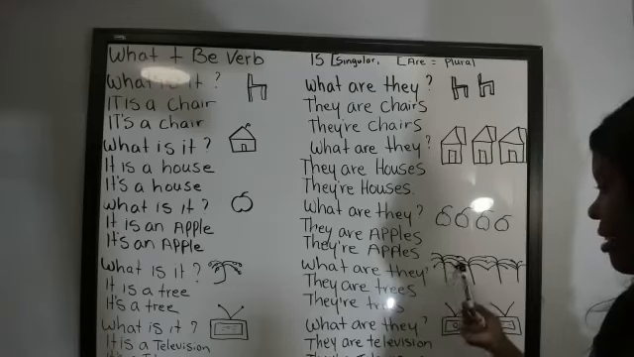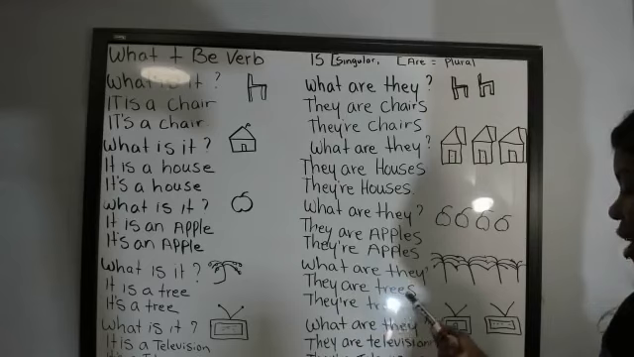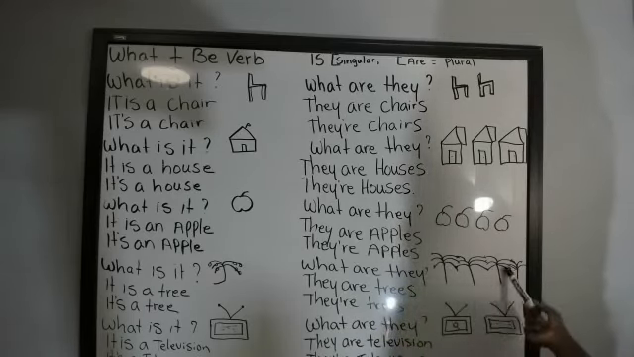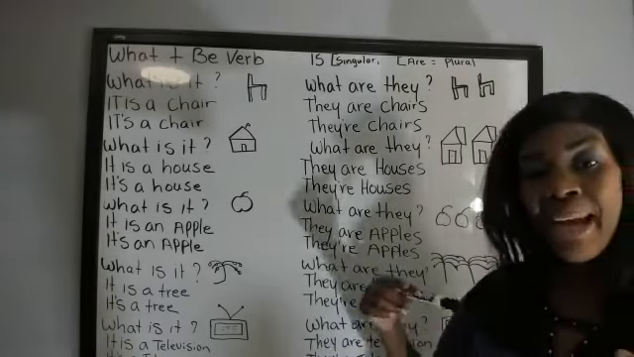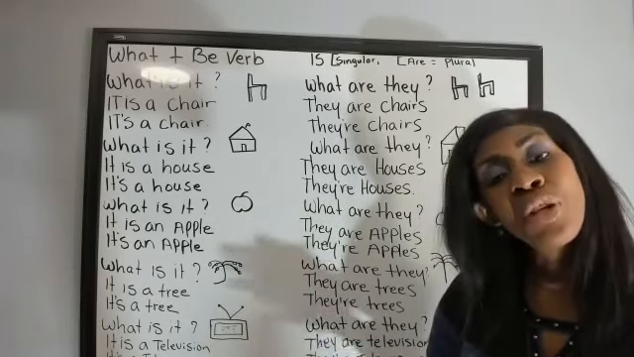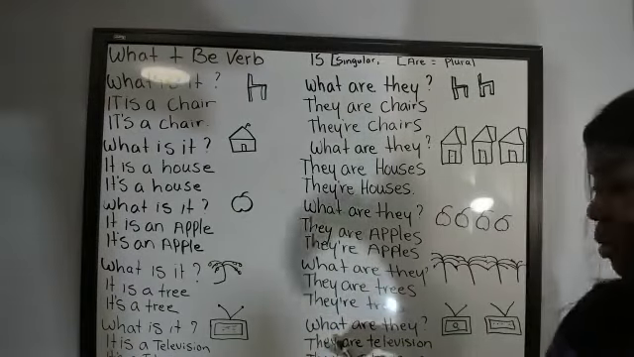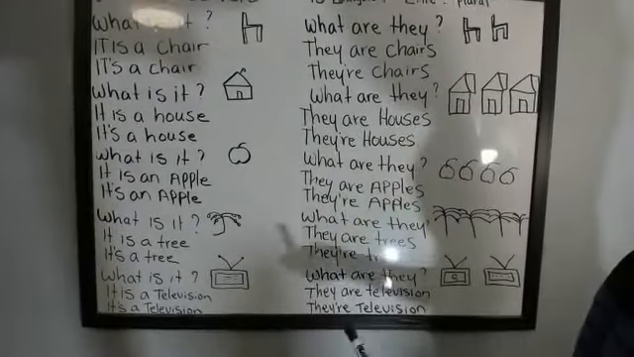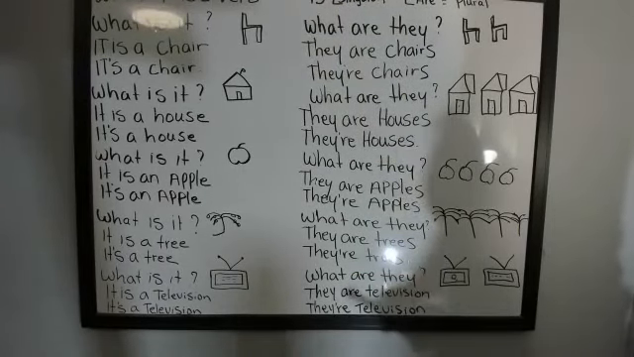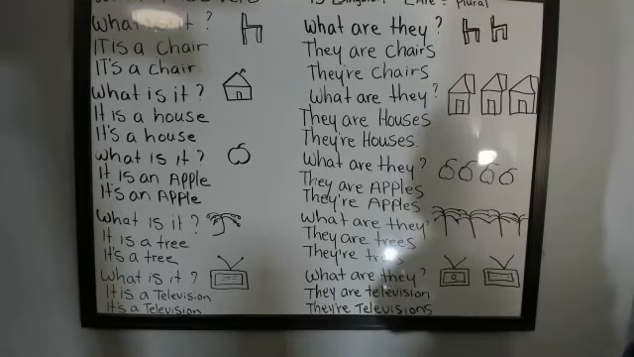What are they? They are trees. We have S because there is more than one tree, all right? So since we have many, we need to make it plural and say they are trees. If we're doing contraction form, we're gonna say they're trees. What are they? They're televisions with an S, all right?